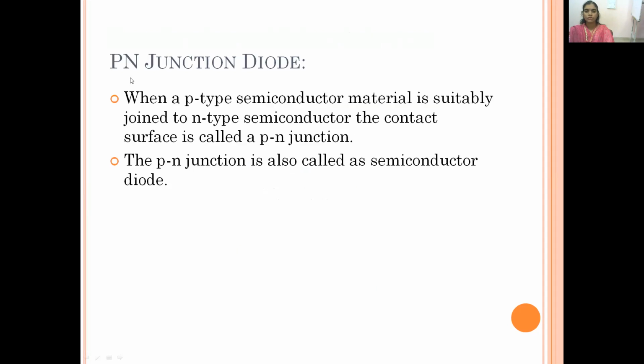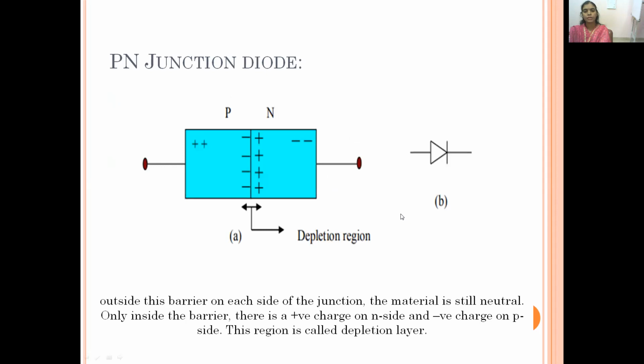After that, see the p-n junction diode. When a p-type semiconductor material is suitably joined to an n-type semiconductor, the contact surface is called a p-n junction. The p-n junction is also called a semiconductor diode. See the p-n junction diode.